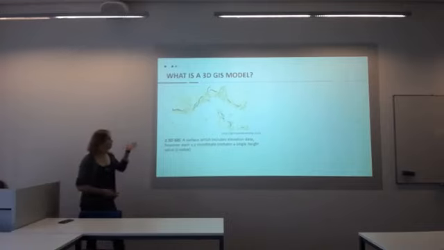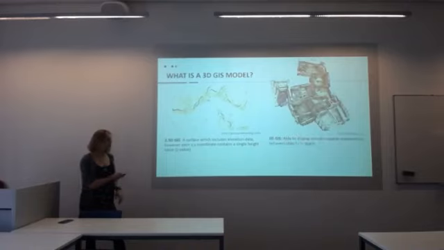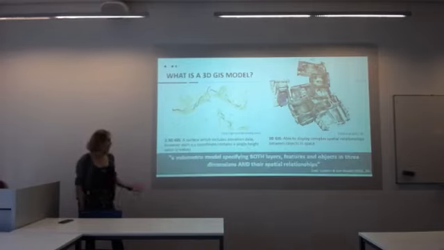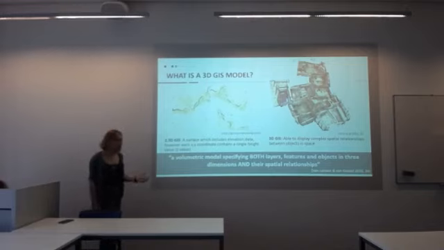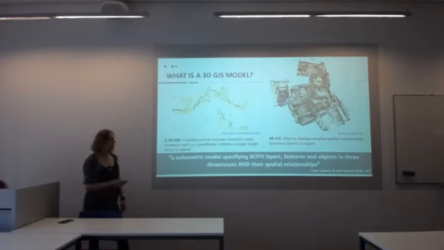So a typical example of 2.5D GIS would be a topographic map, where you see the elevation, but it doesn't have overhanging features. It's not fully 3D. A 3D GIS model would be able to display complex spatial relationships fully and in a way that preserves all the spatial relationships between those objects. So this is a good quote that I really like: 3D GIS is basically a volumetric model specifying all of the layers, features, and objects in full 3 dimensions. Right. Yep.